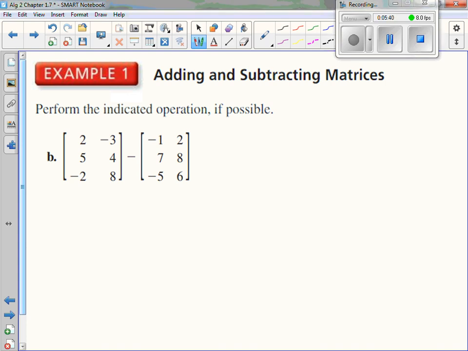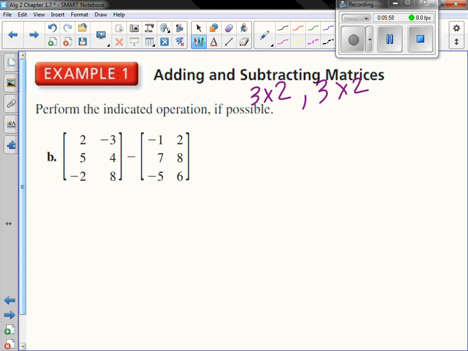So let's look at this one here. We have a 3 by 2. And what's our other one? 3 by 2. So are these the same dimensions? Yes. And the only way we can add or subtract is if the dimensions for both matrices are the same.